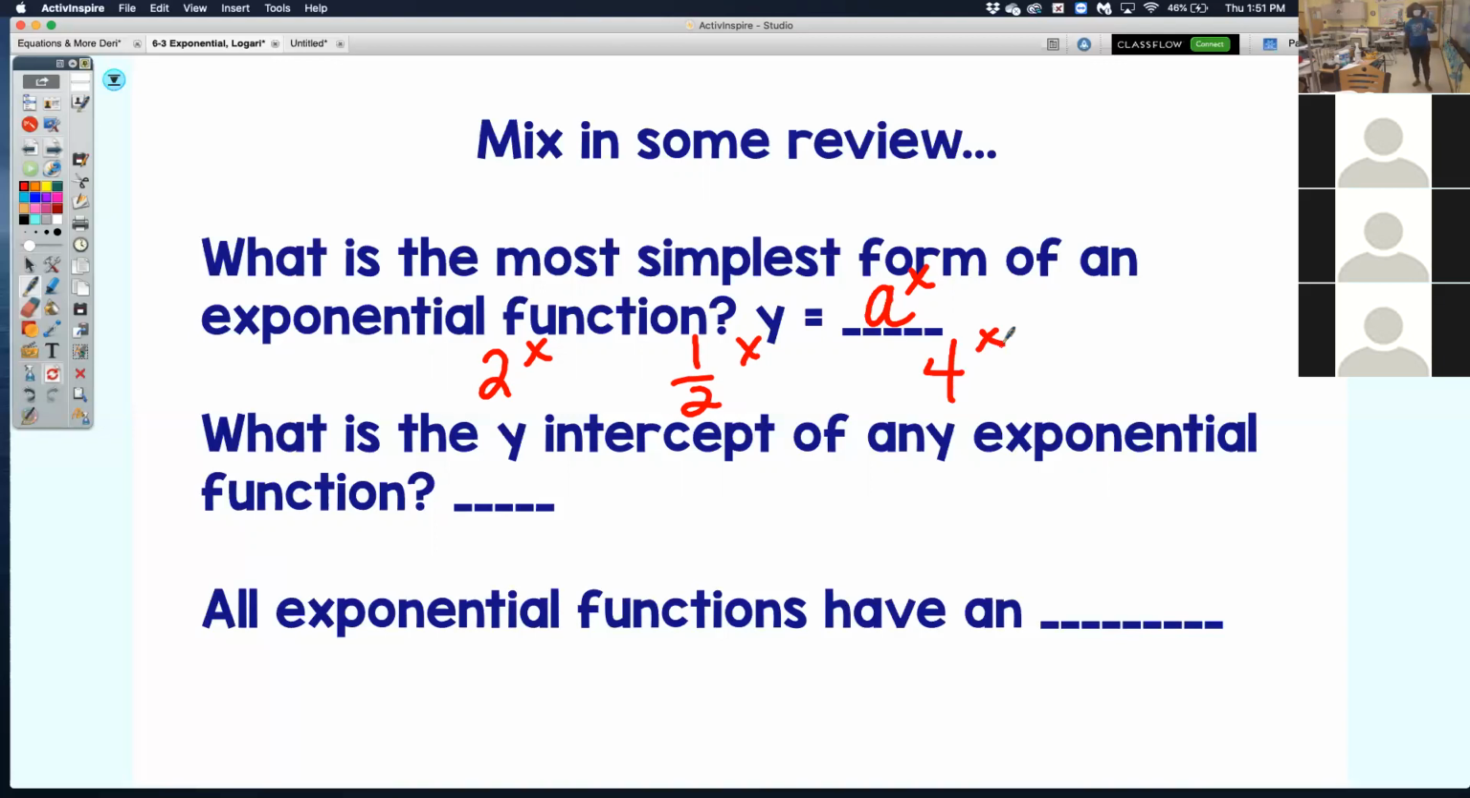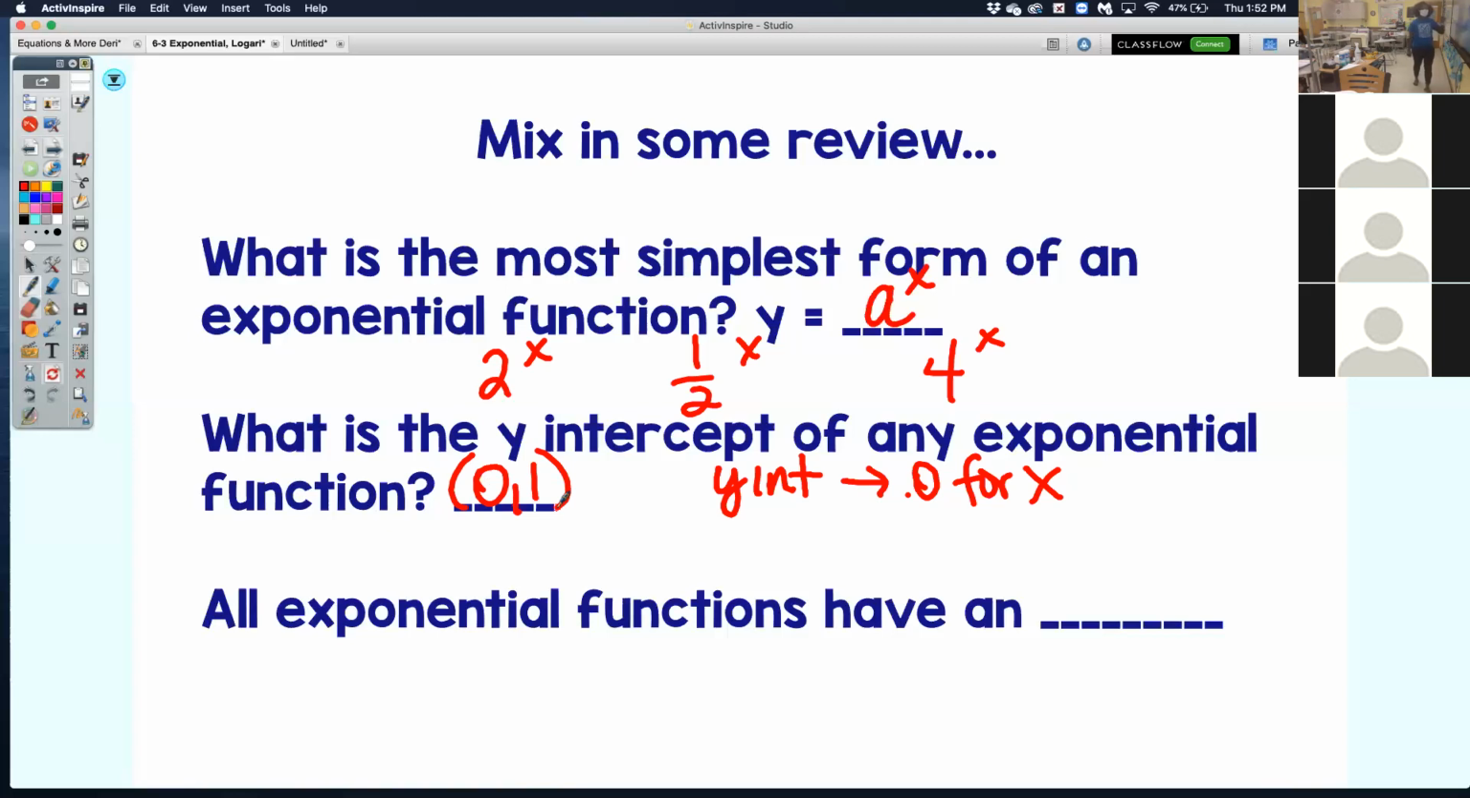But every single one of these exponential functions has a y-intercept located where? At 1. Because think about it, to find a y-intercept, don't you plug in 0 for x? 2 raised to the 0 power is the same thing as 1/2 raised to the 0 power is the same thing as 4 raised to the 0 power, which is 1. So every single one of these has a y-intercept at (0, 1).